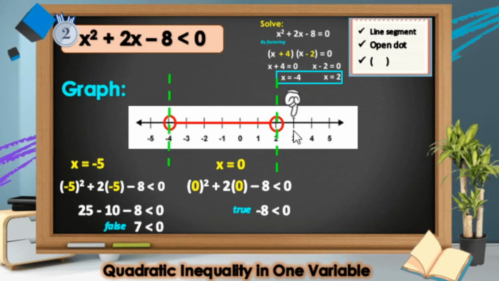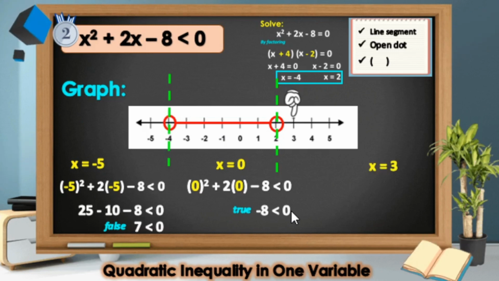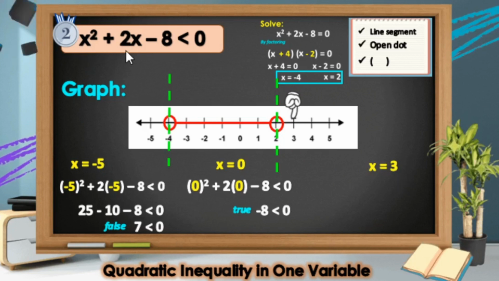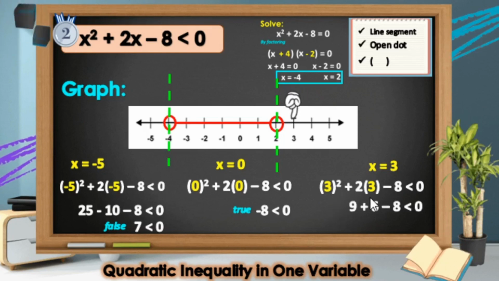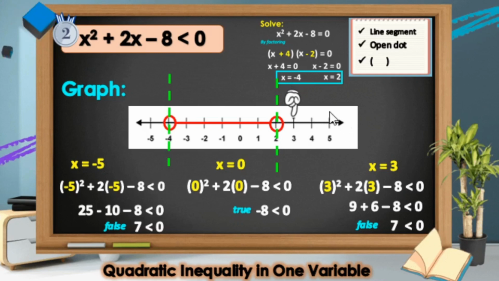Next, let's try 3 in this region. So, x is equal to 3. So, substitute natin yung 3 sa lahat ng x. So, magkakaroon tayo ng 3 squared plus 2 times 3 minus 8 is less than 0. So, simplify. 3 squared is 9. 2 times 3 is 6 minus 8 is less than 0. So, 9 plus 6 minus 8 is 7. No? Is 7 less than 0? No. So, false. Nag-false dito sa region na to. So, it means hindi natin i-shade etong region na to.